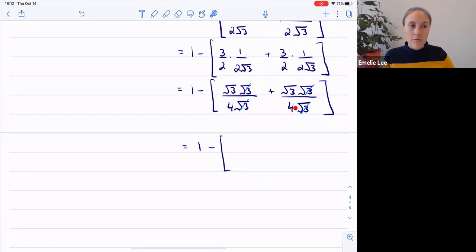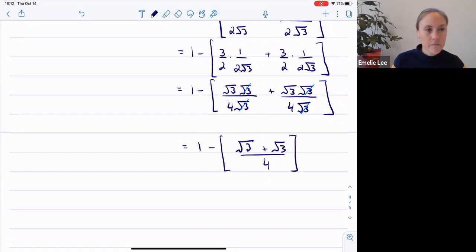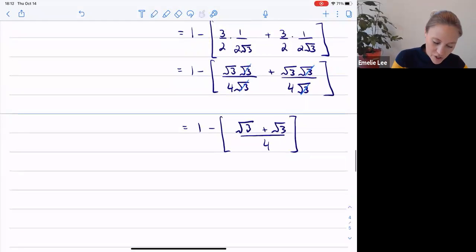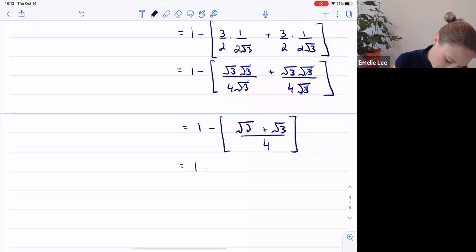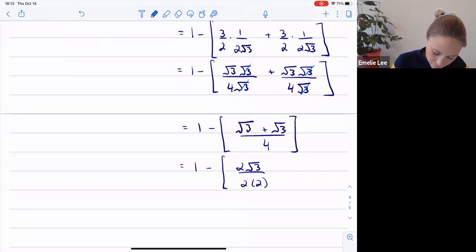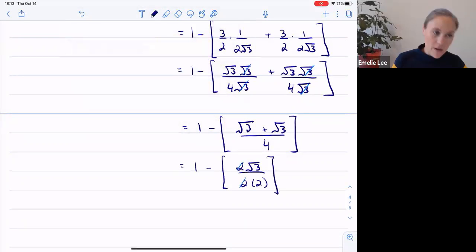So a common denominator of 4. So I'm going to combine those here. Root 3 plus root 3 over 4. That's 2 root 3, of course, which if you're feeling comfortable, you could just cancel with one of the 2 times 2 down here to make 4. But I'm going to show what happened because why not? 2 root 3 over 2 times 2. Now I can cancel. So I have 1 minus root 3 over 2.